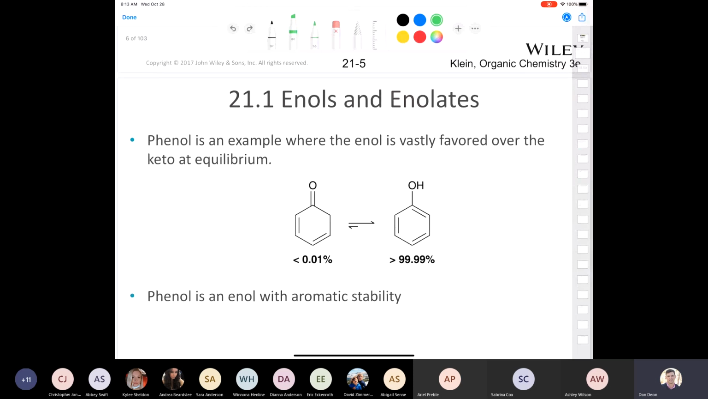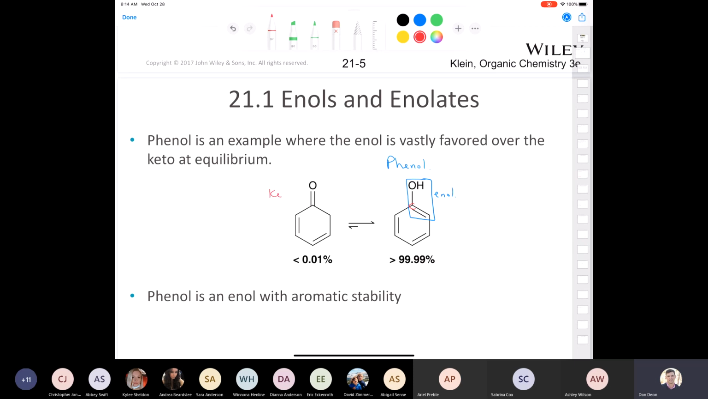Okay, well, there's another example, and I bet you can guess why this one is the way it is. If we look at phenol, everybody in the class knows what phenol is. It's one of those aromatic compounds that I asked you to memorize its common name a long time ago. The phenol is an example where the enol is vastly favored over the keto equilibrium, right? You can see that if you just zoom in on this spot right here, there's an enol right there. Why? Because this carbon possesses both an alkene and an alcohol on it. But you can see that the phenol exists more than 99.99% of the time versus the keto form.